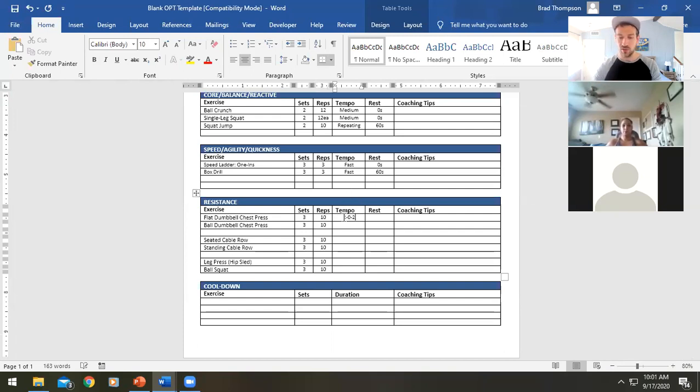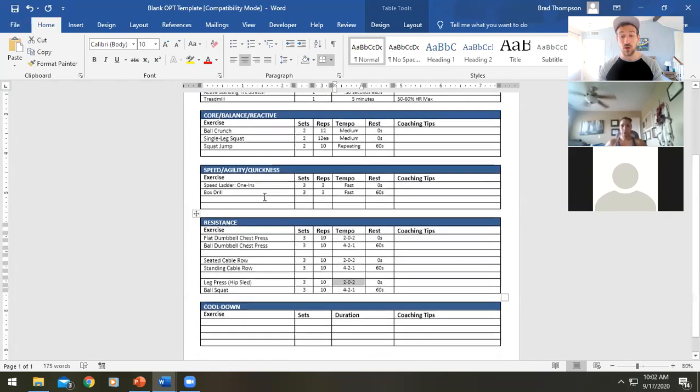So we'll go with 2-0-2, with 0 seconds of rest for my strength movement, and then 4-2-1 with 60 seconds of rest for my stabilization. And they're going to do straight sets. They're going to rest 60 seconds and then go back and do the same thing. And I'm just going to go ahead and copy this. There we go. There is the resistance section written.